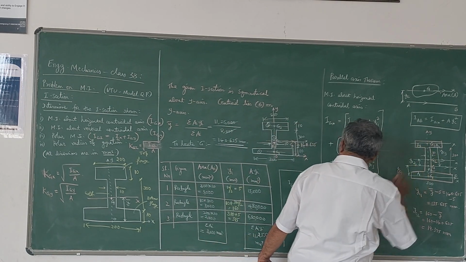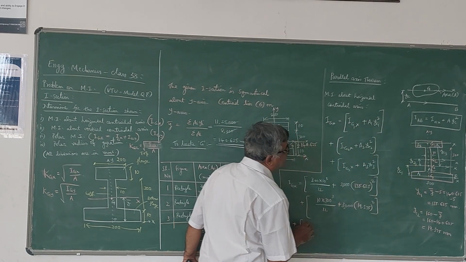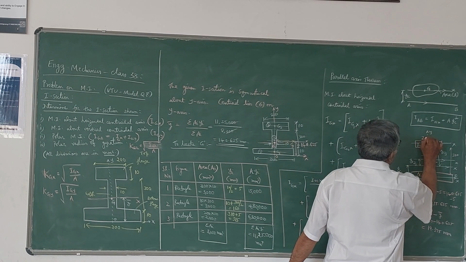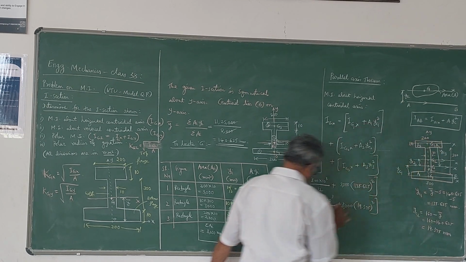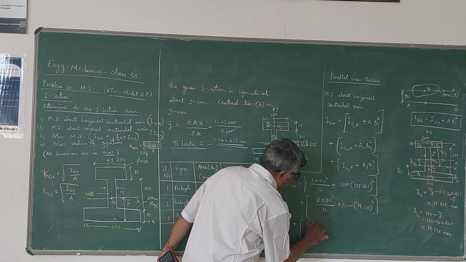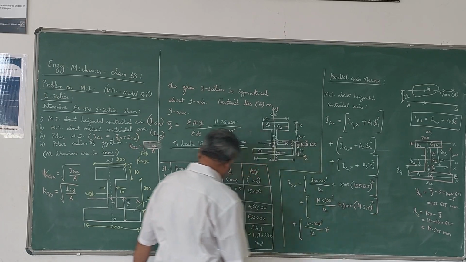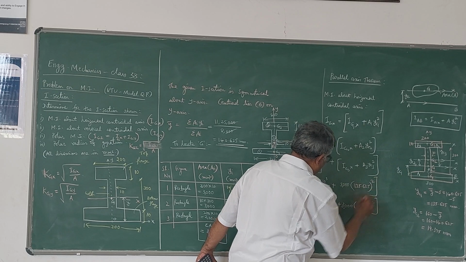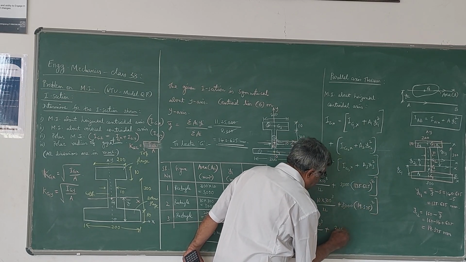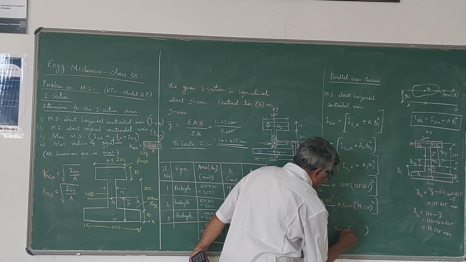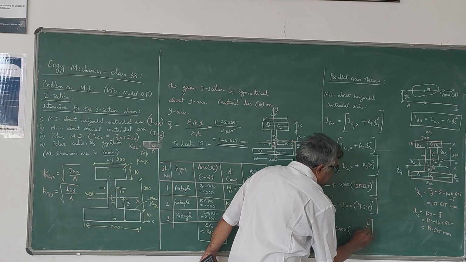This is the third rectangle. So BD cube by 12 for the third rectangle: this is 200 and this is 10. So 200 into 10 cube by 12, BD cube by 12 plus A3. A3 is 2000, the area of the rectangle, 200 into 10, 2000 into YC3 square. So what is the value of YC3?